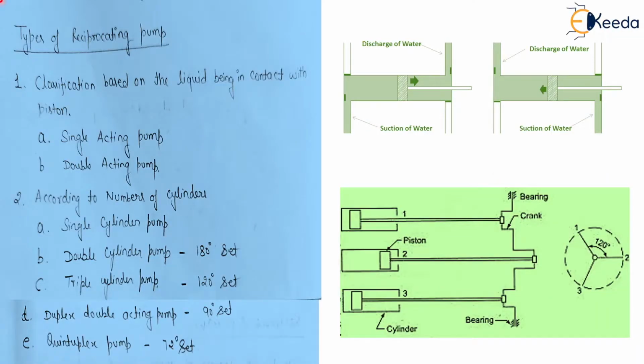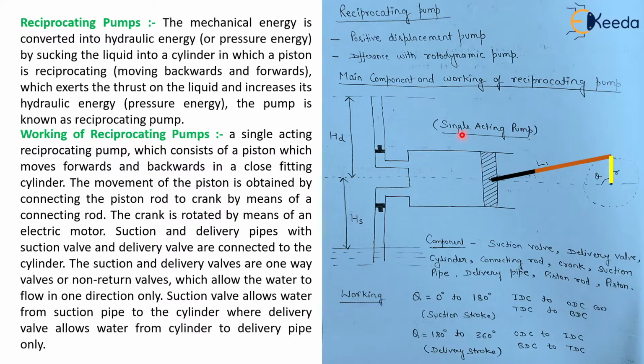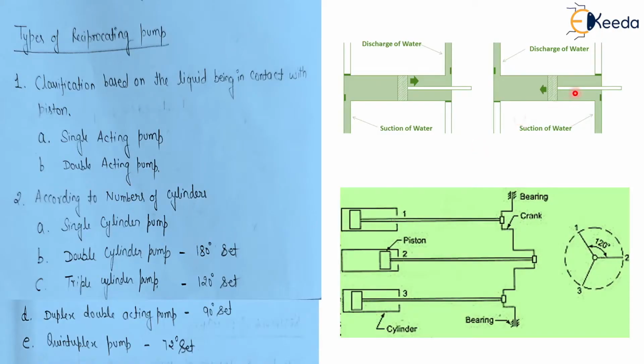Now let's see the types of reciprocating pump. The classification is based on the liquid being in contact with the piston. There is a single acting pump and there is a double acting pump. Single acting pump, I have already explained, this one is a single acting pump. And if it is a double acting pump, then this will be the arrangement.